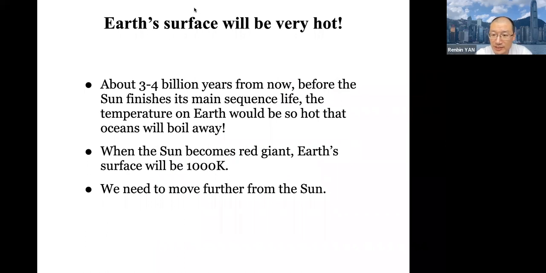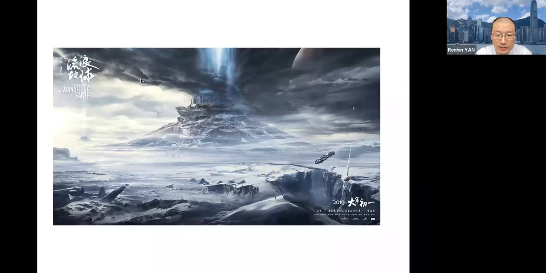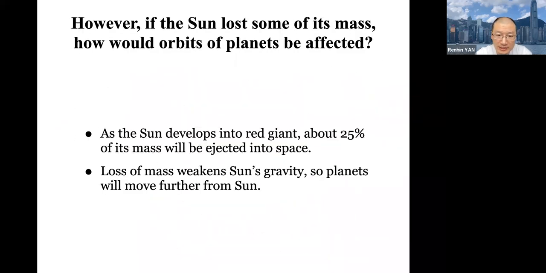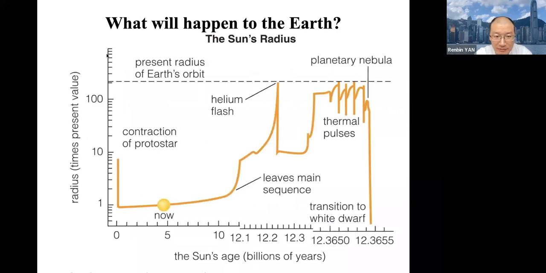There's a question: what is the difference between this graph and the one before? This graph was showing luminosity changes. The previous one was showing radius changes, and looks similar, but the Y scale is very different, right? This is radius. You can see radius goes from 1 to about a few hundred. So the sun will become about 200 times larger than what it was.